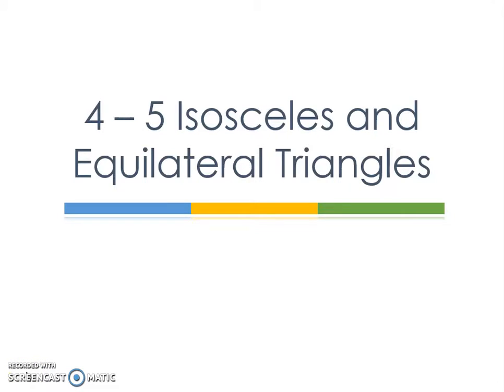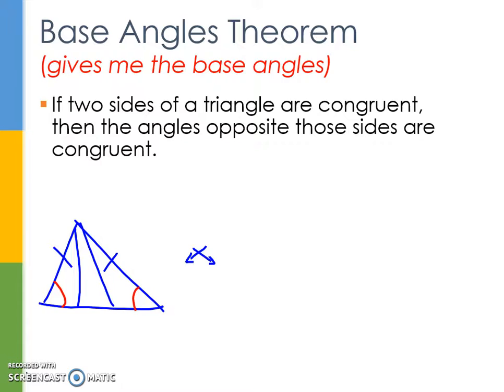Isosceles and equilateral triangles. Base angle theorem. It gives the base angles. If two sides of a triangle are congruent, then the angles opposite those sides are congruent.